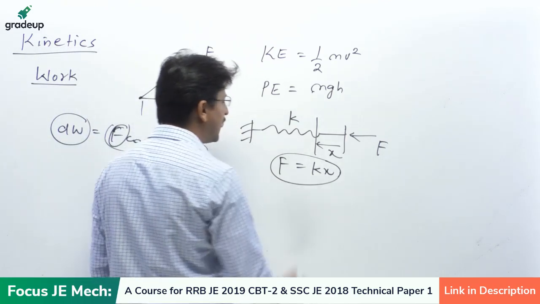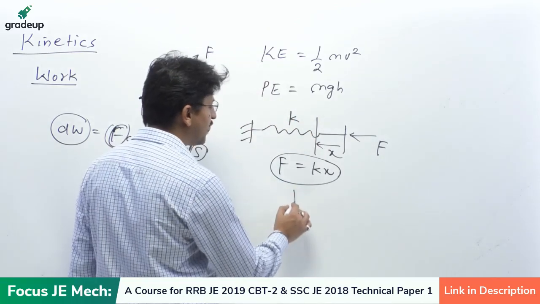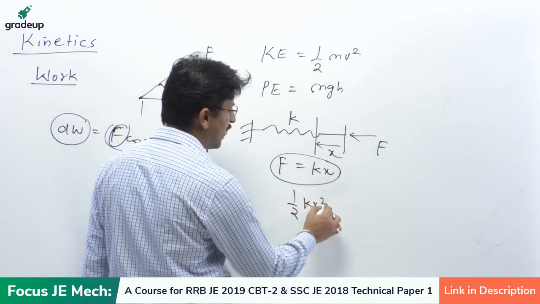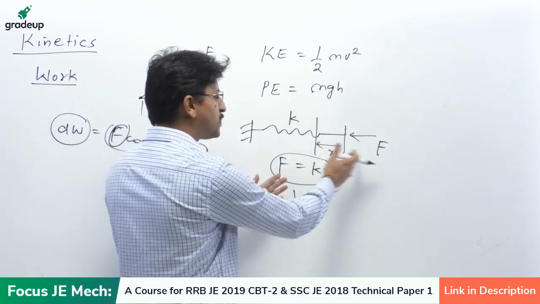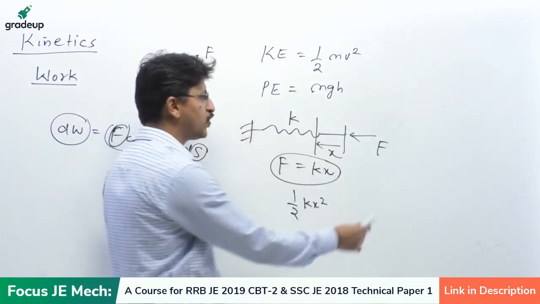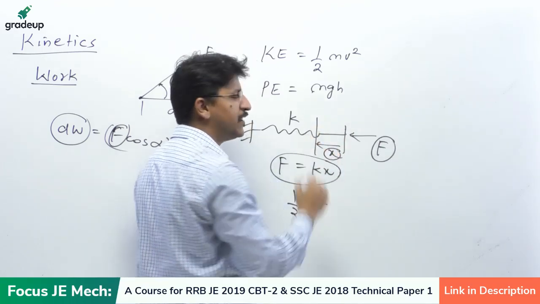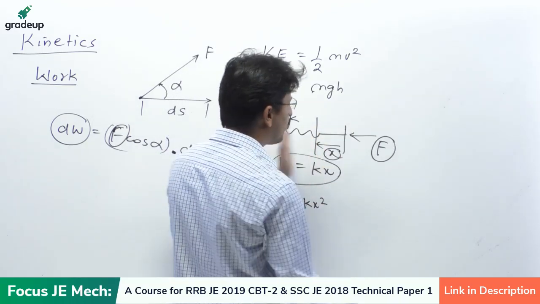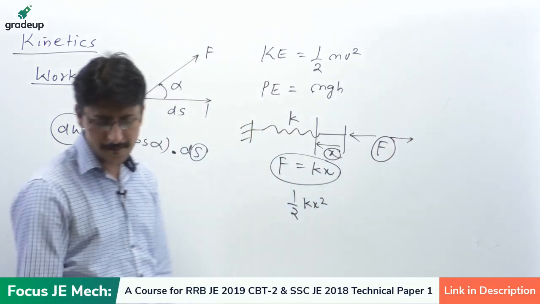The energy stored in the spring is in the form of potential energy. Please remember, that is given by half kx square, where k is the spring constant and x is the displacement of the spring, or the compression or the extension of the spring due to the applied force F. If it is applied in this direction, it will be a compression. If it is applied in the outward direction, then it will be extension. Clear? Yes or no?